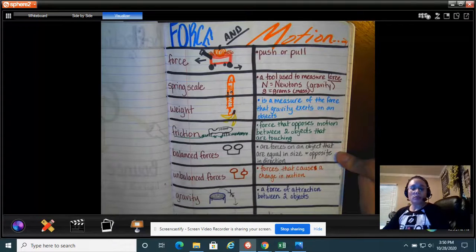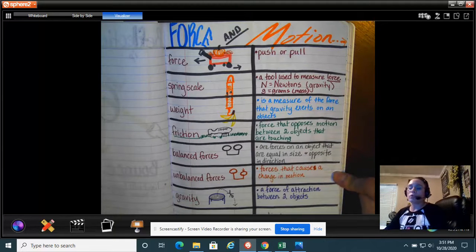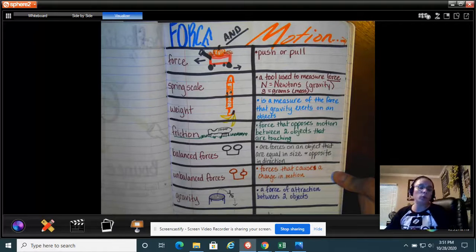We have balanced forces, forces on an object that are equal in size and opposite in direction. So, I think of a tug of war. We have two people on one side, two people on the other side, both same size, same shape, same weight. So it's a very boring tug of war. But if you have an unbalanced force or unbalanced forces, you have two people on one side, four people on the other, and then you see the action. So someone's going to lose. Maybe it'll be the one with four, maybe it'll be one with two. It depends, but they're unbalanced. So they're unequal on both sides.